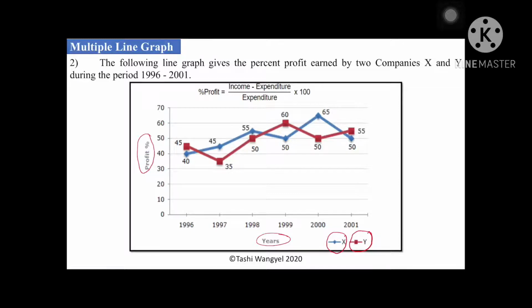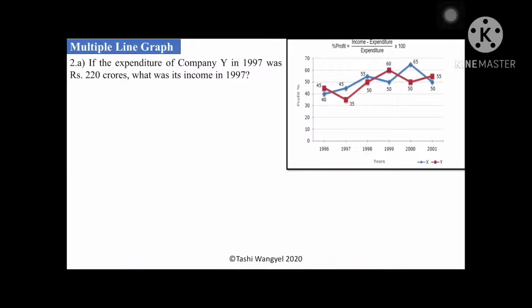The legend shows company X and company Y. The profit formula in general: profit percent is income minus expenditure, divided by expenditure, into 100. Now the first question, part A: if the expenditure of company Y in 1997 was rupees 220 crores, what was its income in 1997?